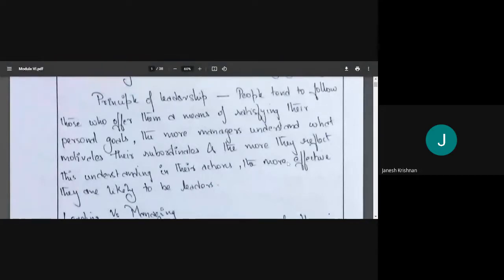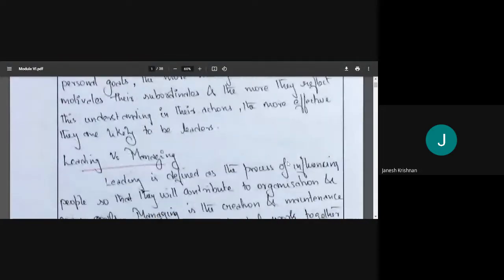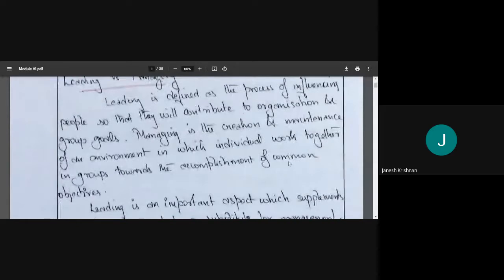Now, what is the difference between leading and managing? Leading is defined as a process of influencing people so that they will contribute to organization goals, right? They are following, they are willingly doing it. Leading means influencing the people so that they contribute to the organization goals. So that is basically leading. And what is managing?